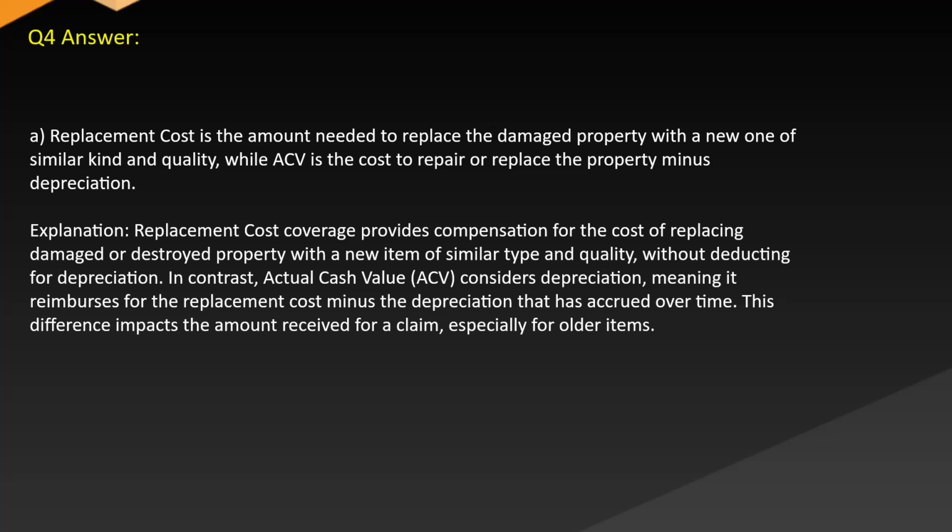Answer. A. Replacement cost is the amount needed to replace the damaged property with a new one of similar kind and quality, while ACV is the cost to repair or replace the property minus depreciation. Explanation. Replacement cost coverage provides compensation for the cost of replacing damaged or destroyed property with a new item of similar type and quality without deducting for depreciation. In contrast, the actual cash value (ACV) considers depreciation, meaning it reimburses for the replacement cost minus the depreciation that has accrued over time. This difference impacts the amount received for a claim, especially for older items.